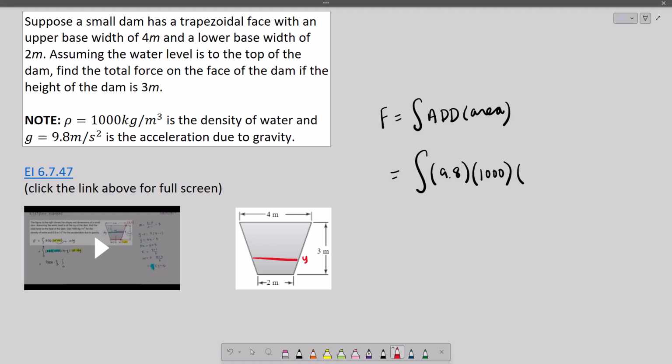The height of the dam is 3, so 3 minus y will be our depth. I know, it's very easy to grab the wrong number. So there's ADD. And now area, again, it's not the area of the dam, it's just the area of this little strip right there that's got a thickness of dy. The area of that is going to be W multiplied by dy, whatever the width is multiplied by that tiny thickness.